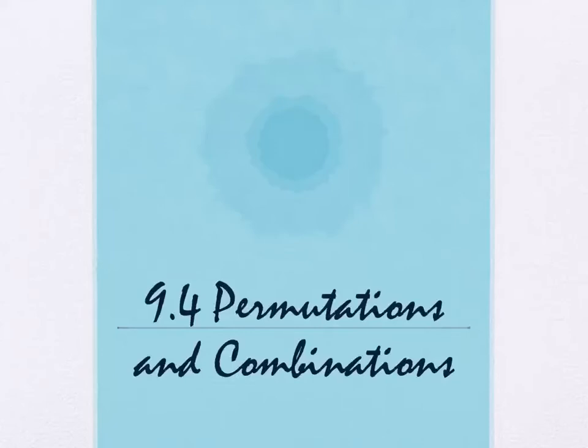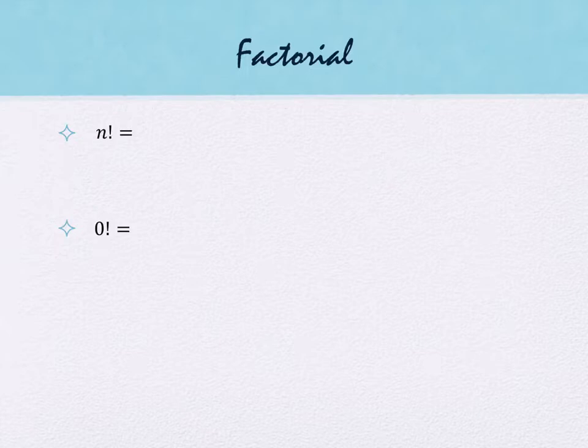Section 9.4, this will be our last section in Chapter 9, and we're going to take a look at something called Permutations and Combinations. The first thing we're going to look at in relation to this is an idea that you may or may not have seen before, and they're called factorials.